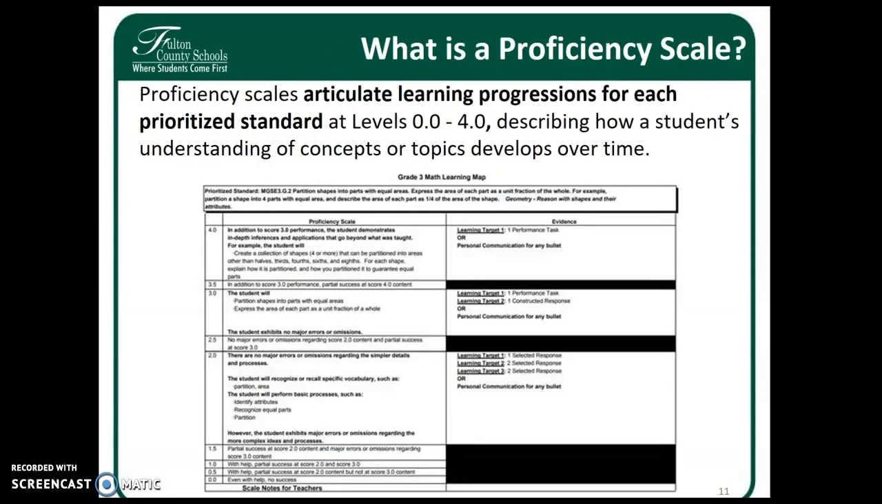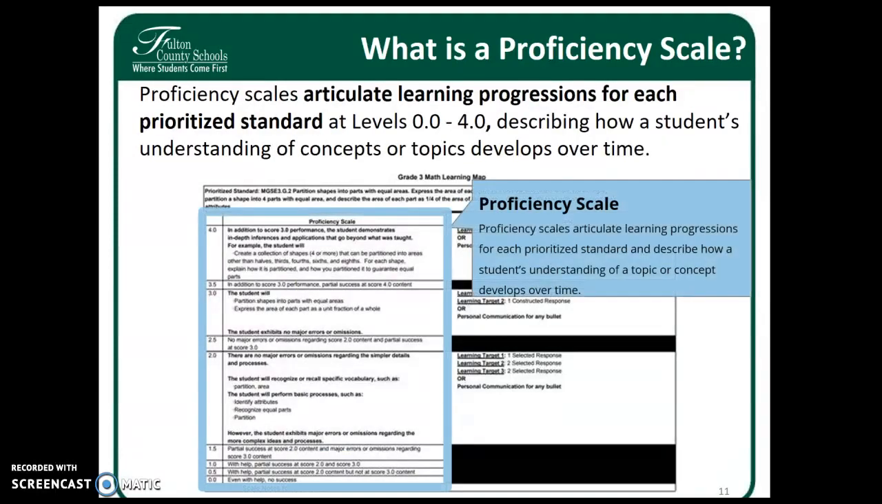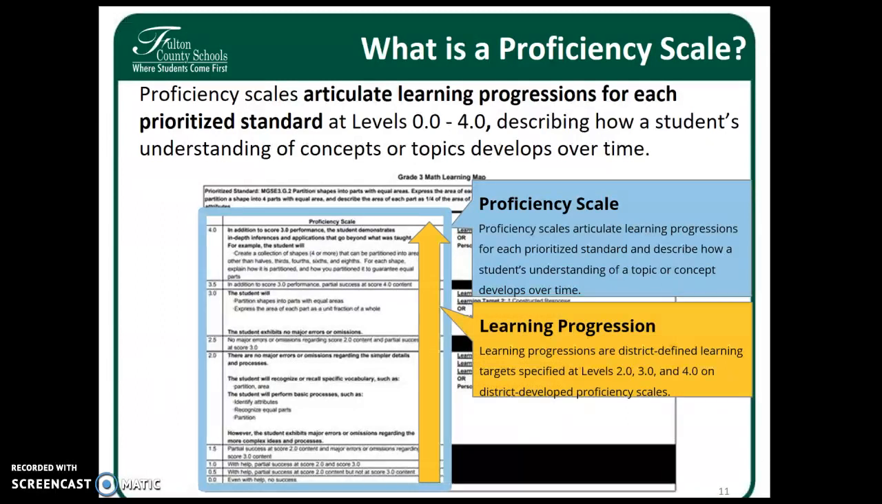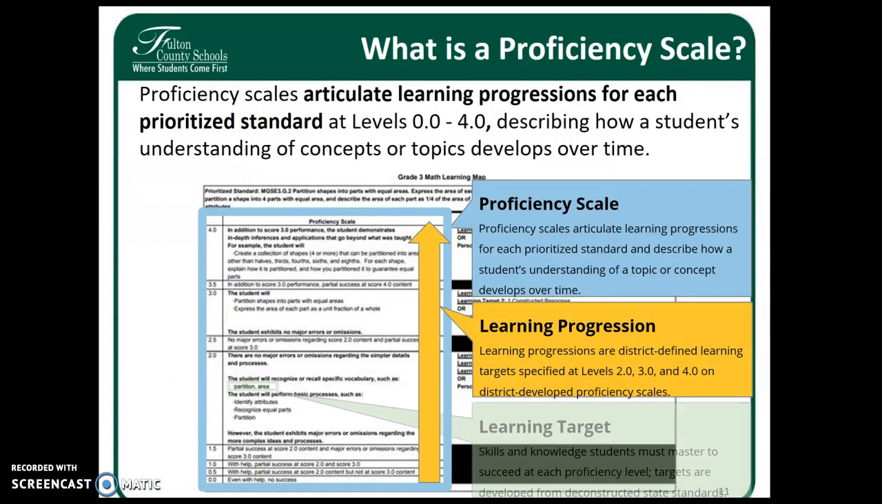To recap, on the learning map, the left-hand side is the proficiency scale. This provides a detailed learning progression of skills and knowledge that students need to know and that are identified from each prioritized standard. Careful planning can help ensure your curriculum is meeting the needs of your students and allowing them opportunity to show mastery and go beyond the standards.